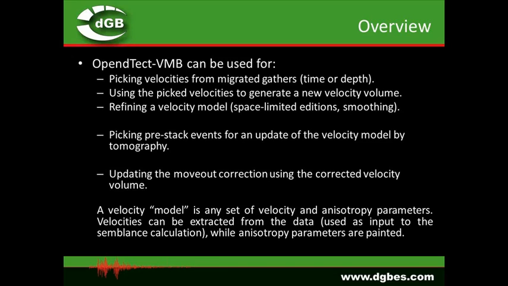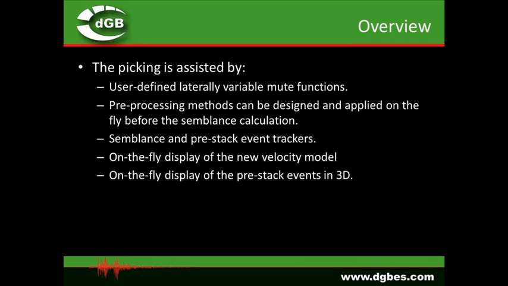What I will call a velocity model in this presentation is any set of velocity and anisotropy parameters. Velocities can be extracted from the data, so used as input to the semblance calculation, while the anisotropy parameters are painted. The picking is assisted by the following tools. It is assisted by user-defined laterally variable mute functions. You can use pre-processing methods that are designed on the fly and applied on the gathers before the semblance calculation. You can do semblance trackers and track your PreStack events.